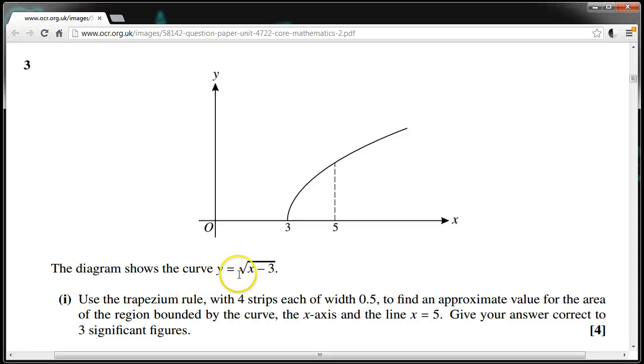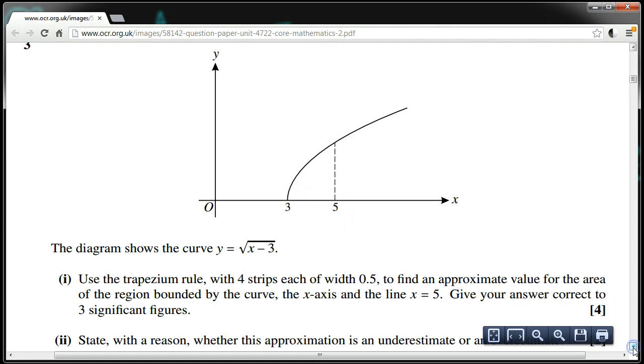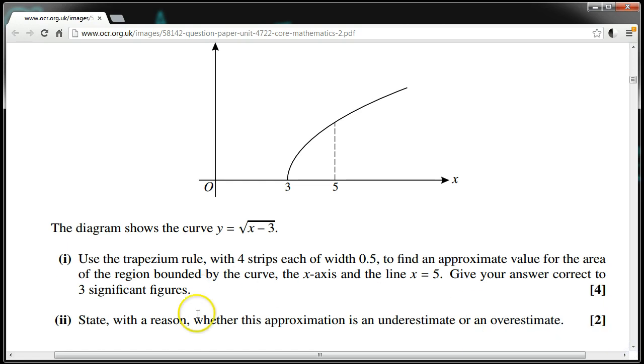The diagram shows the curve y equals the square root of x minus 3. Use the trapezium rule with 4 strips, each of width 0.5, to find an approximate value for the area of the region bounded by the curve, the x-axis, and the line x equals 5. Give your answer correct to 3 significant figures. State with a reason whether this approximation is an underestimate or an overestimate.